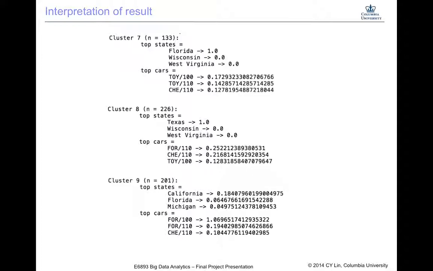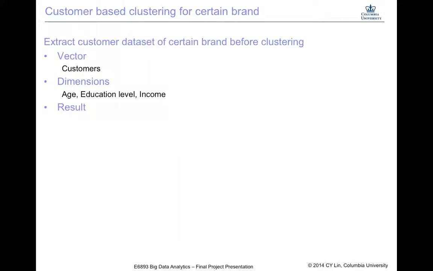With the cluster results, we can come up with applications that show a certain customer which cluster he belongs to and suggest to him a certain car brand. Then for some particular situations, we can come up with customer-based clustering for a certain brand. First, we cluster all the customers. Then we do not take all the data, but extract the data for a certain brand.